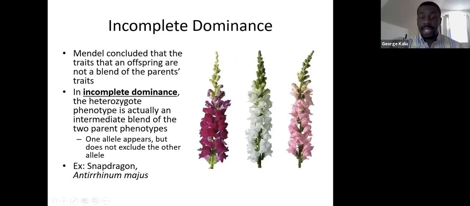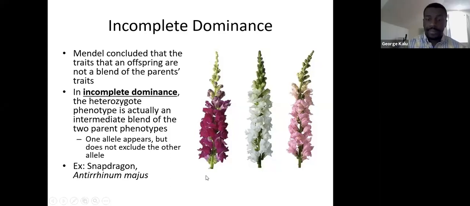So incomplete dominance is where you're looking at an offspring that's a heterozygote, and its phenotype is going to be a blend between its 2 parents here. So for example, we have a red snapdragon plant over here. We have a white snapdragon plant over here. And if they mate with one another, red and white is going to end up forming an offspring that is pink. So you actually blend the 2. One allele appears, but it doesn't exclude the other one from also showing up. So it actually is an intermediate blend of the 2 parent phenotypes here.